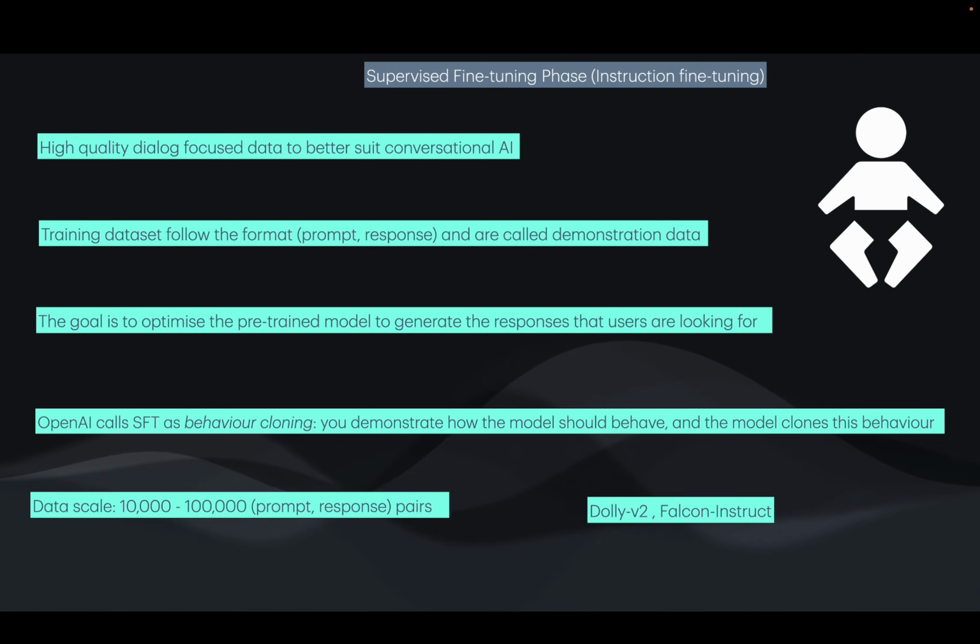Now we have kind of a grown-up child which can understand the user questions, or the questions coming from different sources, and it will be able to answer those questions, right? Those answers may not be perfect, so that is kind of the drawback of this supervised fine-tuning process.